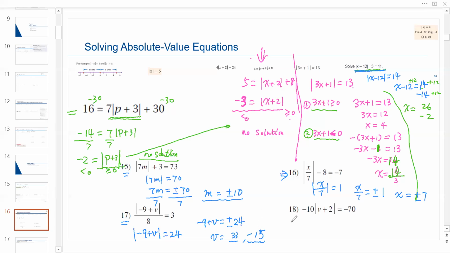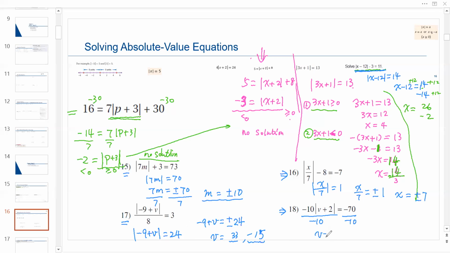Okay. So you can see what we find out? We move the absolute value to equal something first, and then we get rid of the absolute value. It can be positive and it can be negative of the part, right? All right, let's see 18 here. With both sides, divide by negative 10, right?